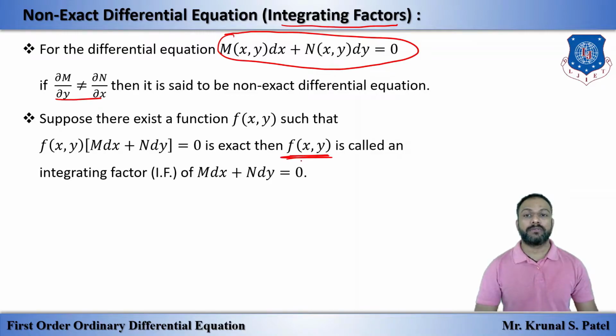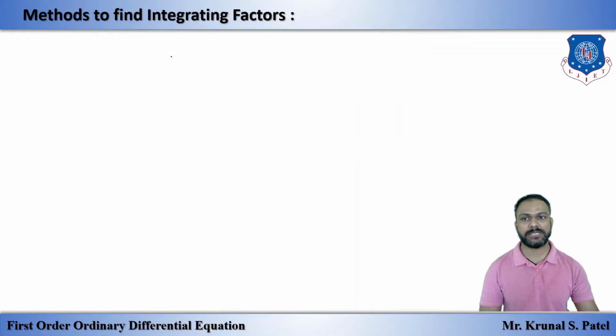So now we have six different methods to find the integrating factor, depending on the question. If the question is in a particular form, then we will apply method 1 or method 2 or method 3, 4, 5, 6. So first we'll start with method number 1.